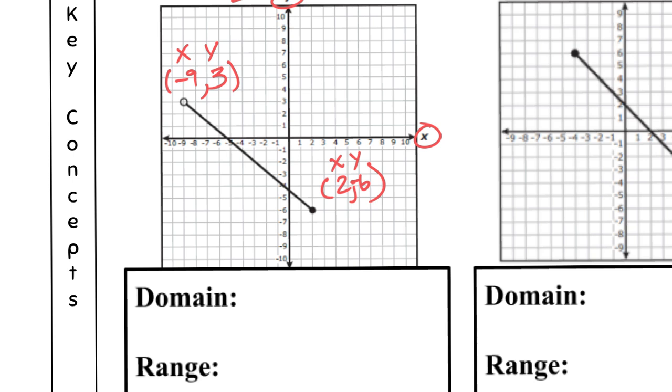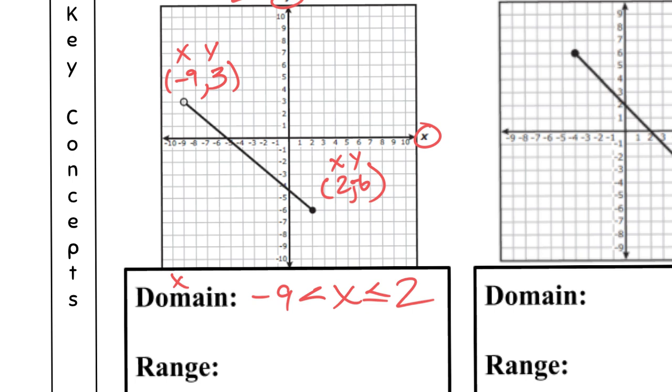Since I have 2 points, remember we're going to end up having 2 numbers and 2 signs. So for domain, we're going to start with our lowest X. Our lowest X is -9, and it's an open circle on -9, so it's just going to be a less than sign. X is in the middle. Over here, our highest X is +2, and it's a closed circle, so that's going to be less than or equal to +2.